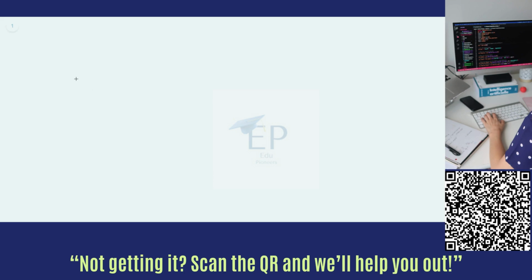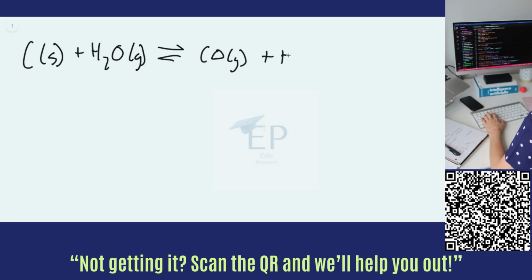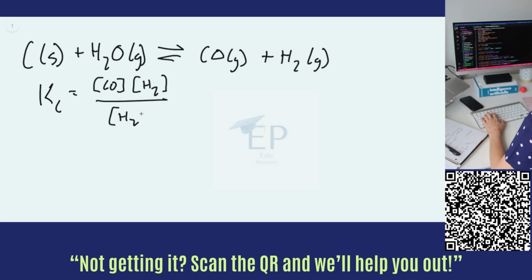So in this problem, we have the reaction C solid plus H2O gas reversibly forms CO gas plus H2 gas. And we know that Kc is equal to the concentration of CO times the concentration of H2 over the concentration of H2O.